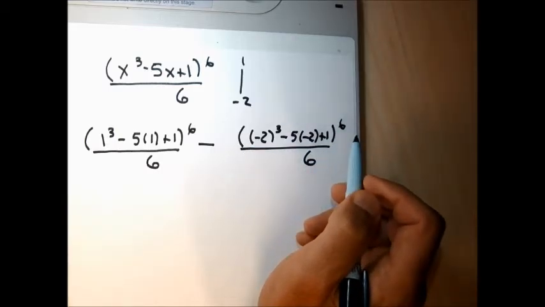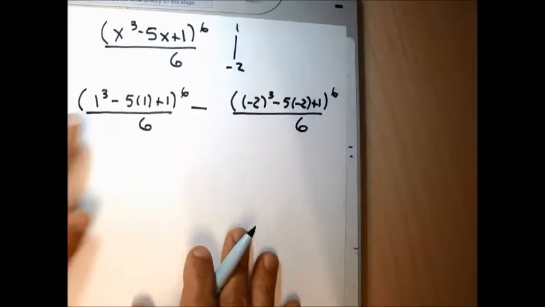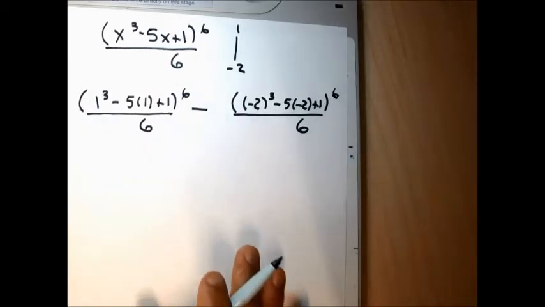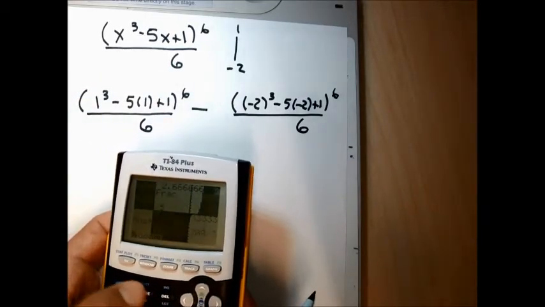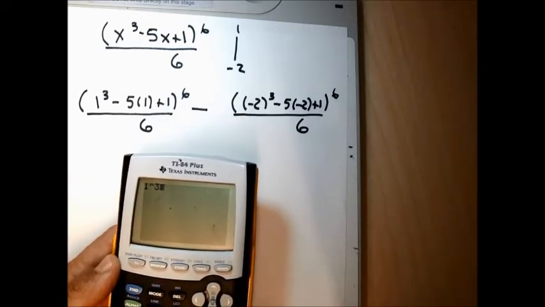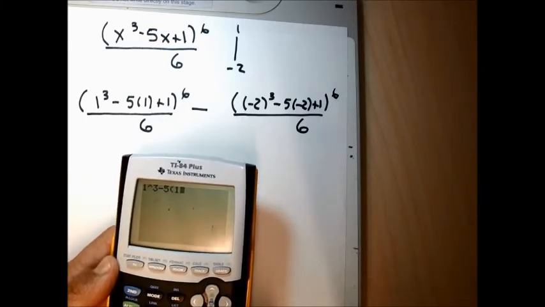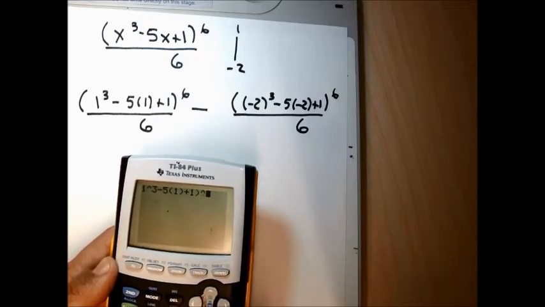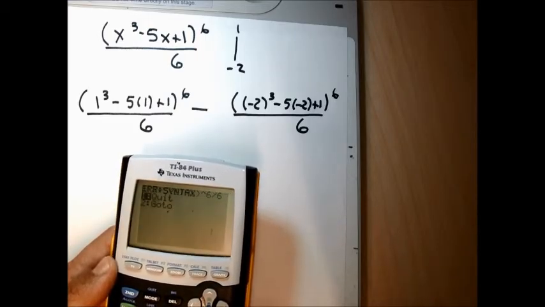And you have to show all this work to get full credit. Well, you have to show what you're doing on your calculator. You don't have to do that by hand. So now I'm going to do this. 1 cubed, because 1 is positive, doesn't really need to be in a parentheses.